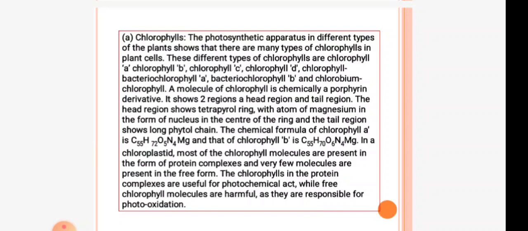In a chloroplastid, most of the chlorophyll molecules are present in the form of protein complex and few molecules are present in the free form. The chlorophylls in the protein complex are useful for the photochemical act, while free chlorophyll molecules are harmful as they are responsible for photooxidation. It reduces the percentage of chloroplastids.